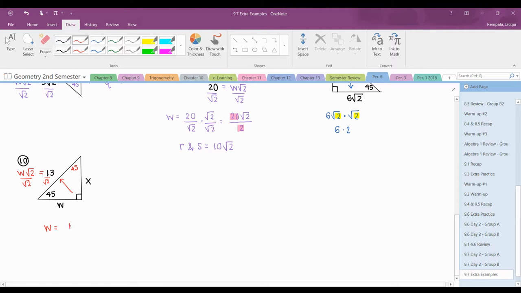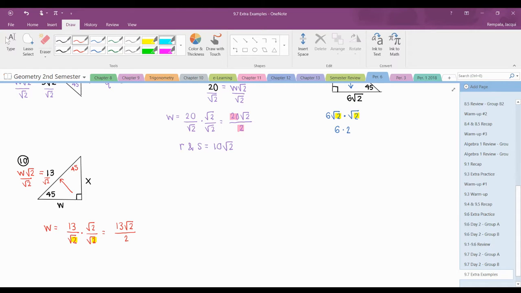To get the W by itself, we'll have 13 over the square root of 2. Just like some of our previous problems, we're going to have to rationalize. I multiply both the top and the bottom by the square root of 2. Multiplying straight across, we'll have 13 root 2, and that's going to be over, because we have the same number underneath the square root, it moves to the outside, and you're just left with a 2.